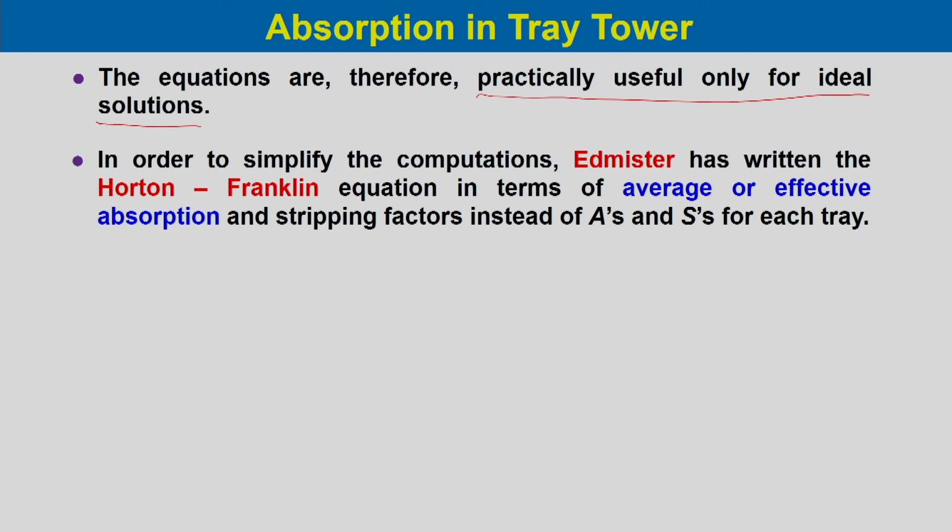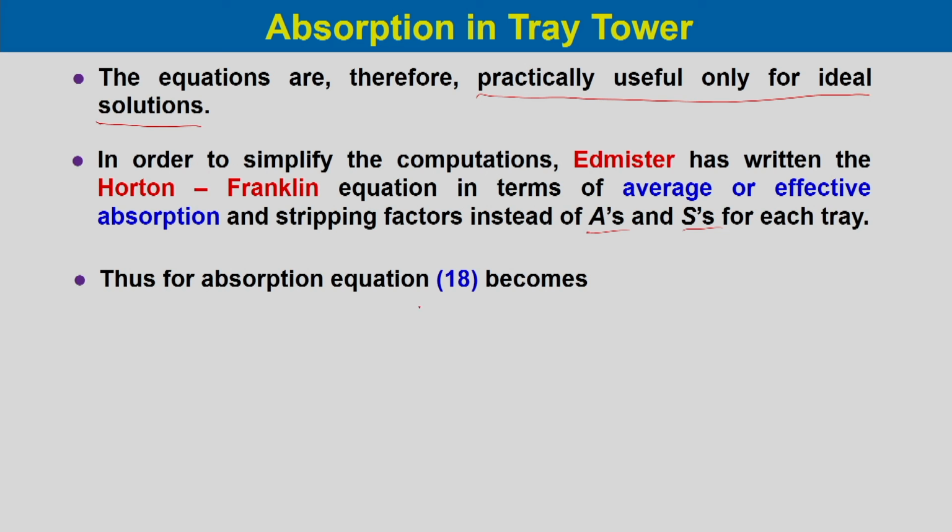Now, in order to simplify the computation, Edmister has written the Horton-Franklin equation in terms of the average or effective absorption and stripping factor instead of variable A_s and S_s, that is absorption factor and stripping factor for each tray. So, if we can use the average absorption factor or stripping factor, then it would simplify the computation.